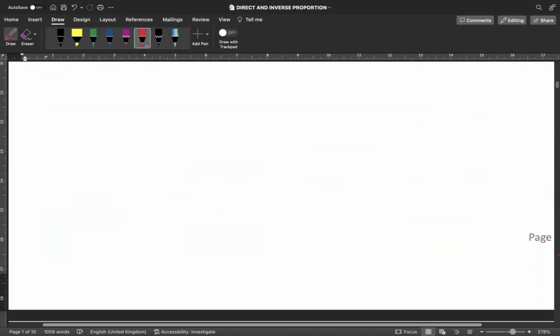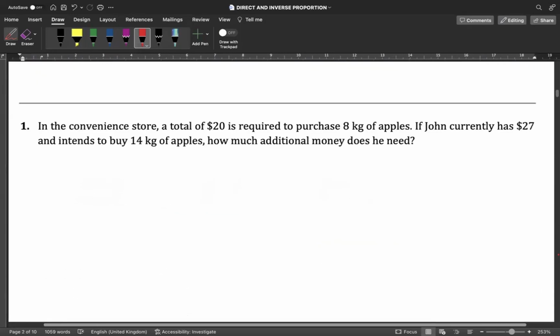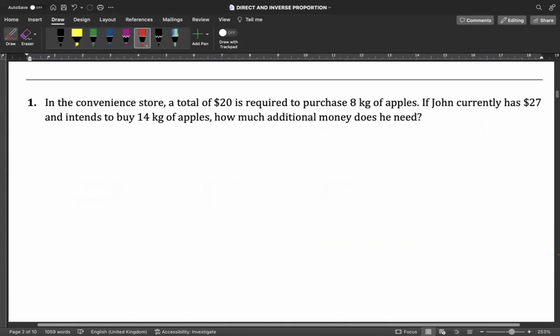Okay, now let's discuss question number 1. In the convenience store, a total of $20 is required to purchase 8 kilograms of apples. If John currently has $27 and intends to buy 14 kilograms of apples, how much additional money does he need? This is a problem involving direct proportion, because the more apples he buys, the more money he spends.